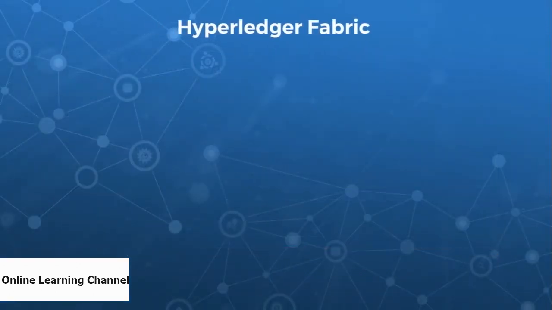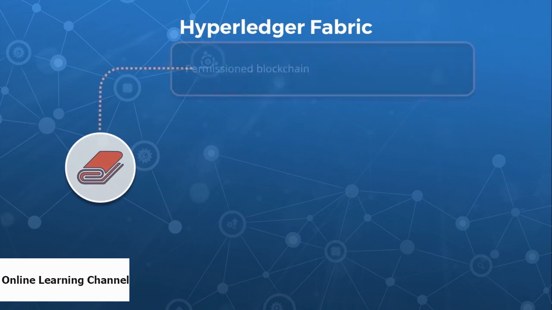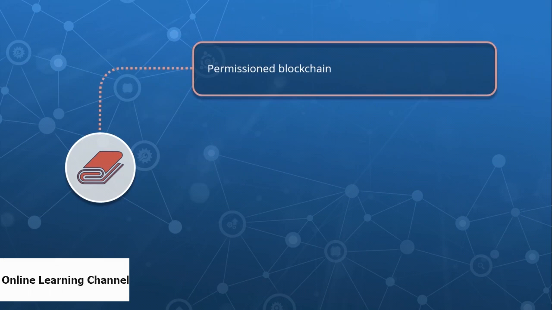Let us now focus on some of these frameworks, starting with Hyperledger Fabric. Hyperledger Fabric offers a permissioned blockchain network, so it is possible for you to regulate who has access to which parts of the blockchain. This can be used to ensure confidentiality of certain transactions and other data.